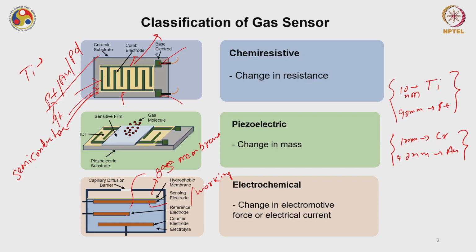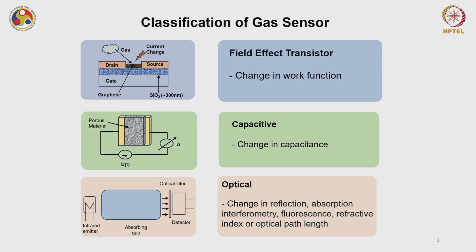Then you have a reference electrode, which is of course optional, but it is sometimes very crucial to maintain the potential at the sensing electrode, or working electrode, or to balance the potential at the working electrode. Usually these electrochemical sensors are based on change in EMF or electric current. Mostly these devices are linear with the change in current.